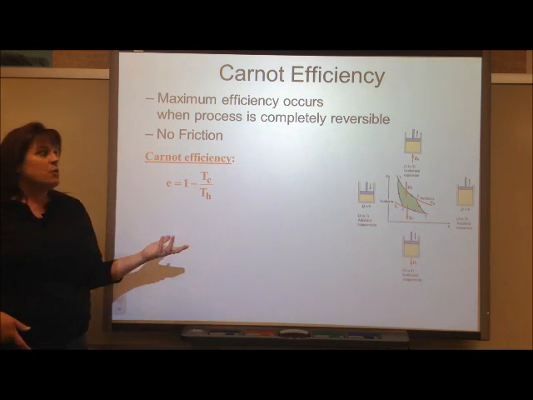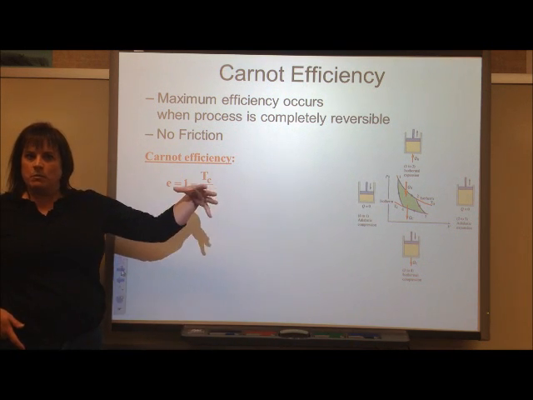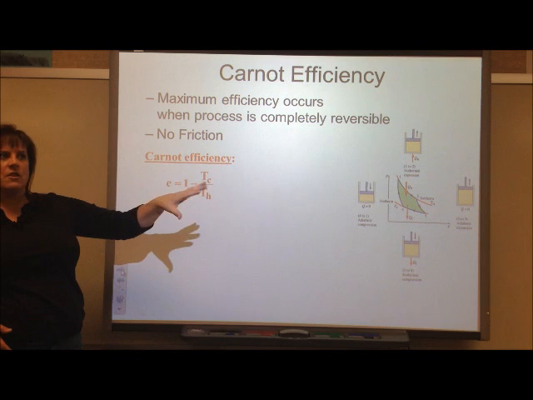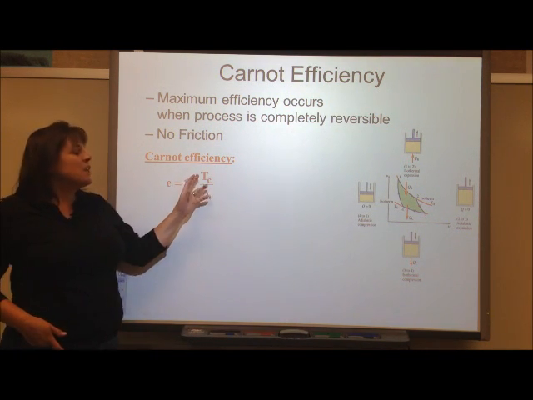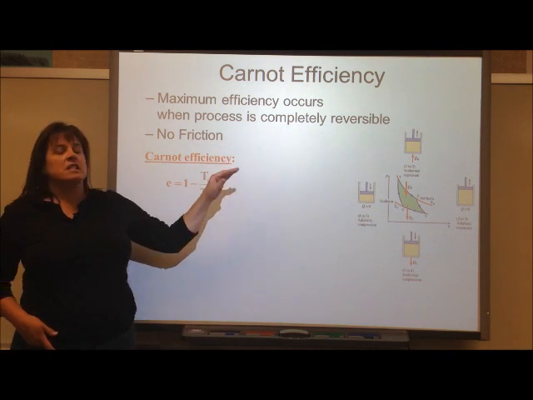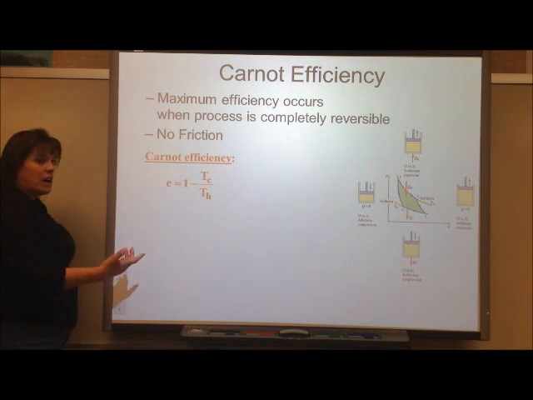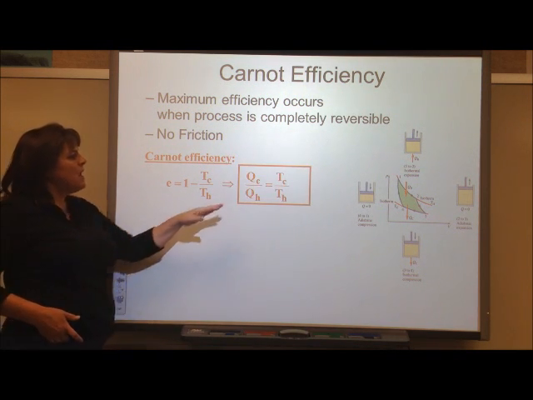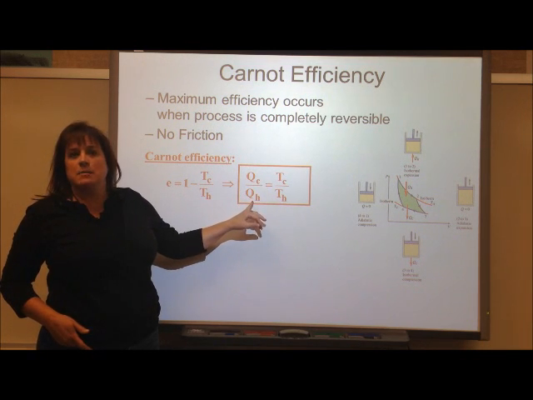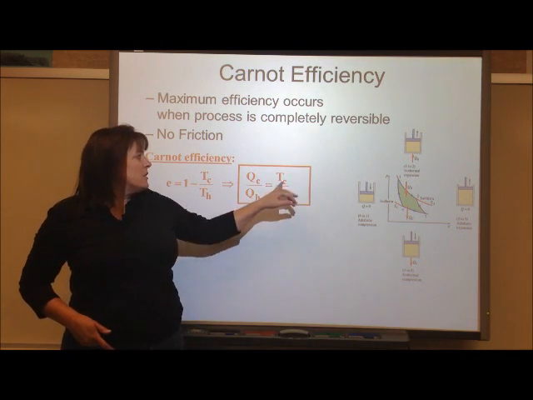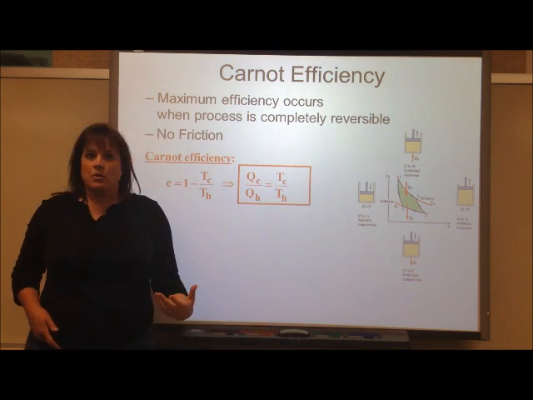Now, if we go back to our regular efficiency, when we plugged in the value for work, QC minus QH, and we simplified, we had 1 minus TC over TH. So we can actually relate the Carnot efficiency equation to the regular efficiency equation. And so for a Carnot engine, the ratio of the heat that's being exhausted to the heat that's being input is equal to the ratio of the cold temperature reservoir to the hot temperature reservoir.